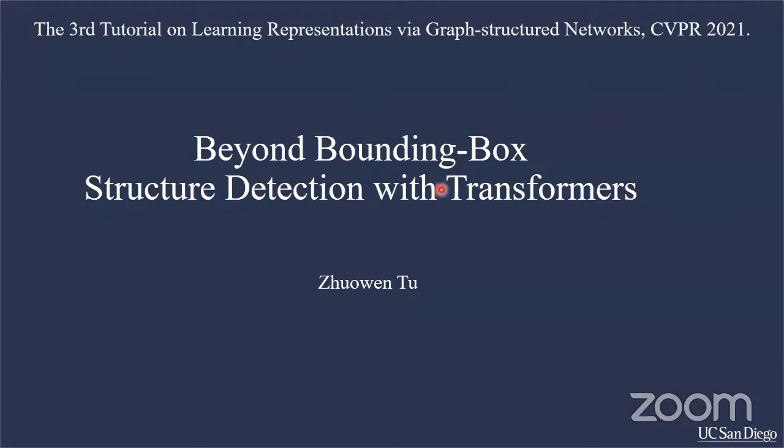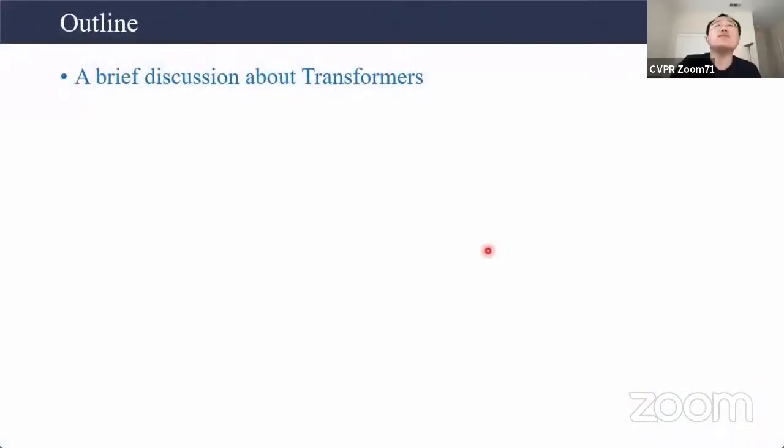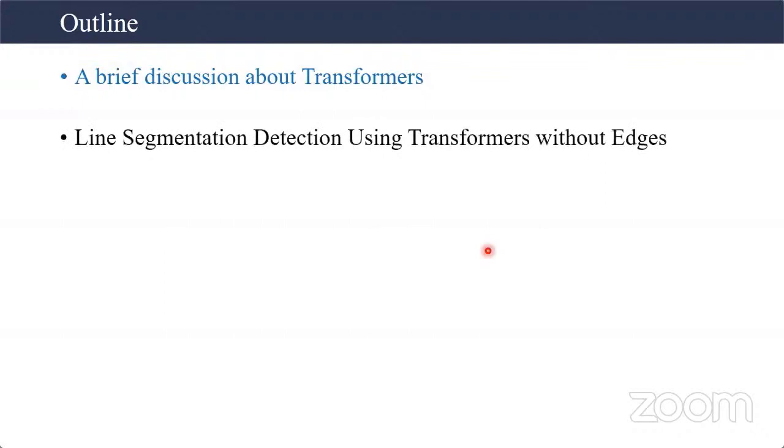Hello, everyone. This is Zhuowen. The title for my talk is Beyond Bounding Box Structure Detection with Transformers. The main theme of the tutorial is representation learning via graph structured networks. I'll be focusing on transformers, which are also graphs, but a special kind.